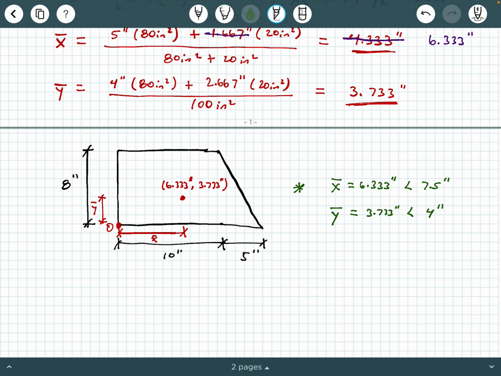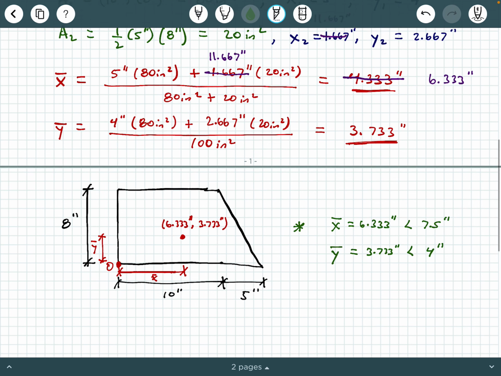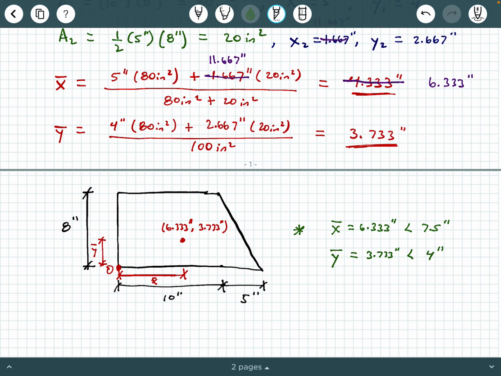Again, shout out to my student Eli for catching that numerical mistake here. And let's use this as a learning opportunity for all of us to be very careful when we're measuring our distances from that origin or from your datum.